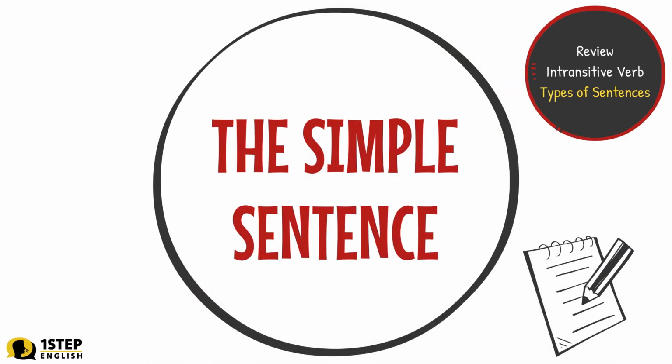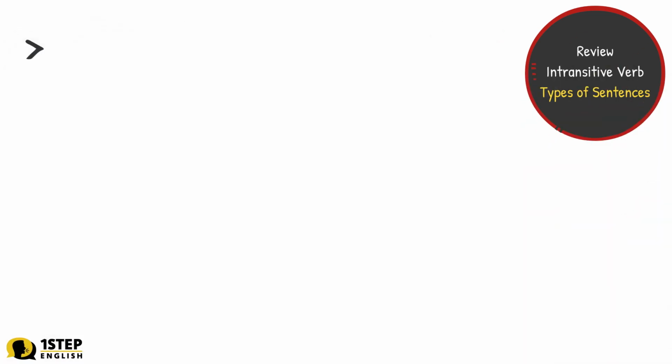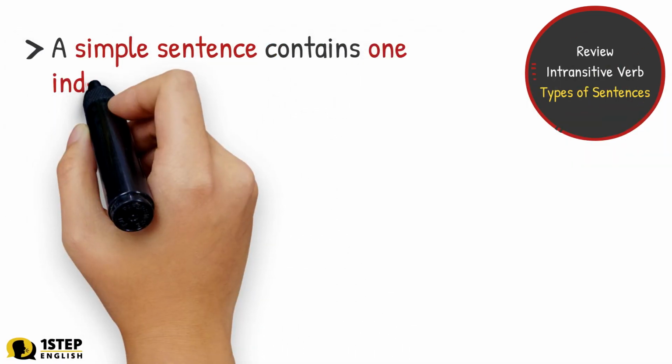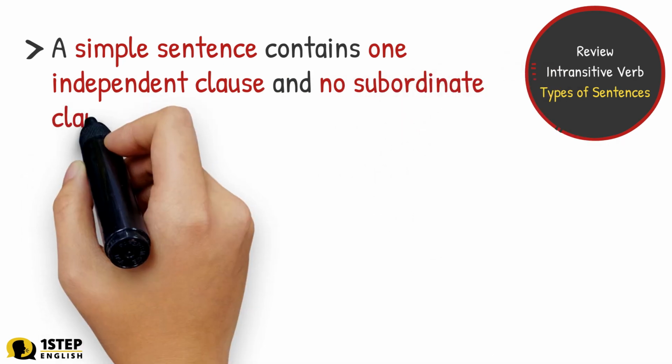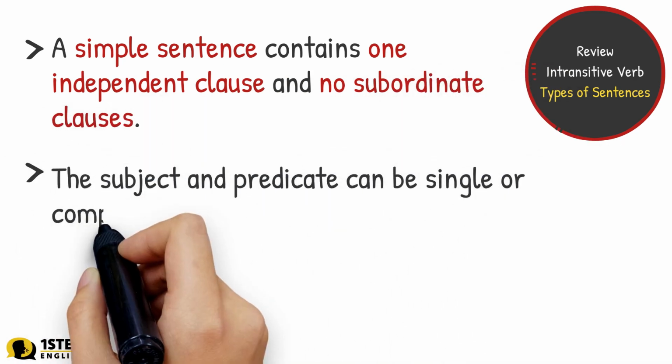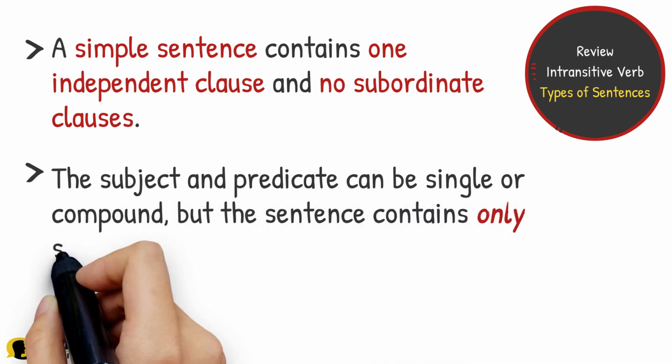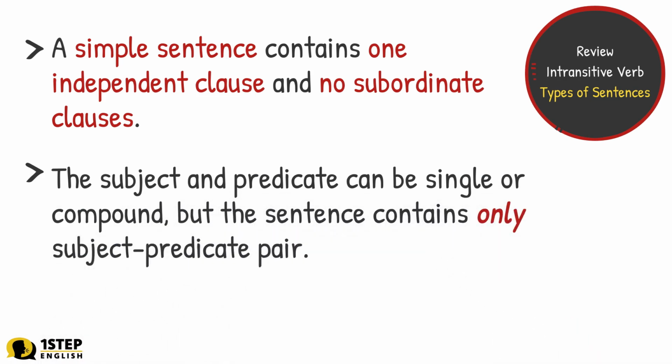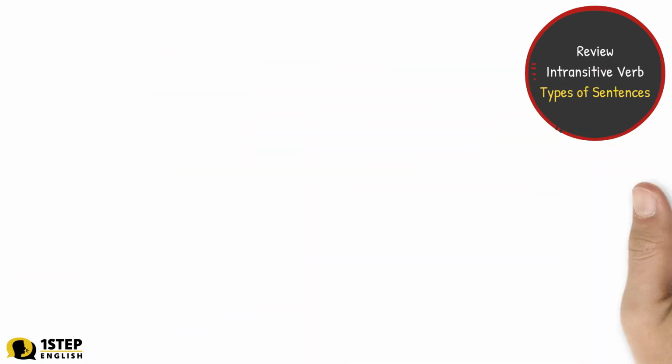The simple sentence. A simple sentence contains one independent clause and no subordinate clauses. The subject and predicate can be single or compound, but the sentence contains only one subject-predicate pair. Let's take a look at these examples of simple sentences.